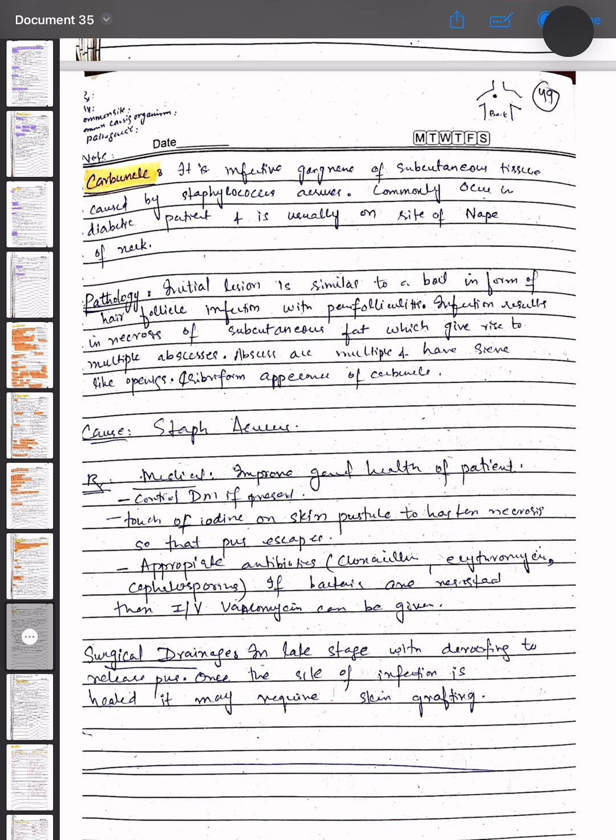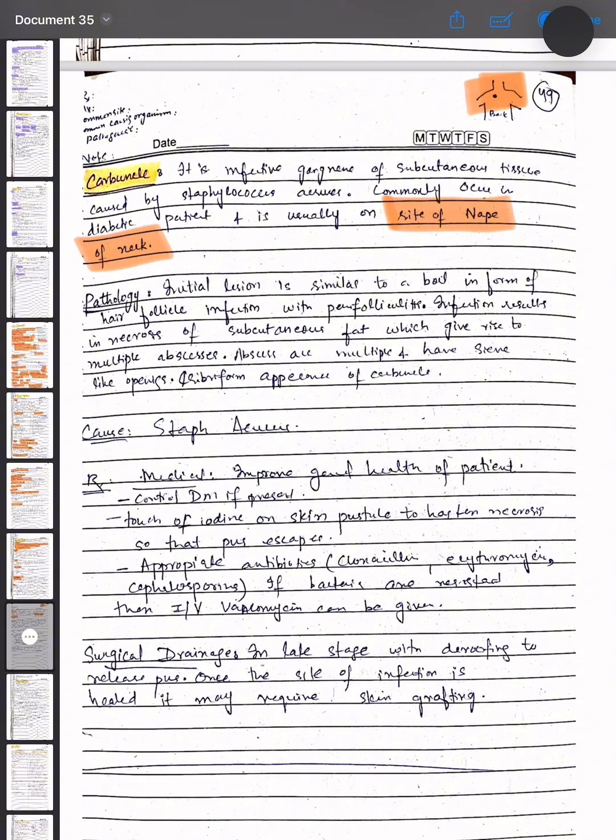We have to learn in this what the treatment and management options are, what the common sites of carbuncle are, what the common causing organisms of carbuncle are, and what the pathogenesis is. Okay, so let's define carbuncle. It is an infective gangrene of subcutaneous tissues caused by Staphylococcus aureus, commonly occurring in diabetic patients and usually on the side of the nape of the neck. This is the common site for the carbuncle. This is the neck, this is the nape of the neck.